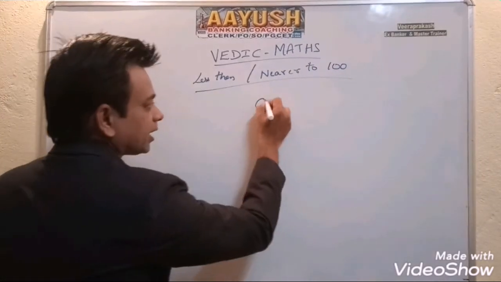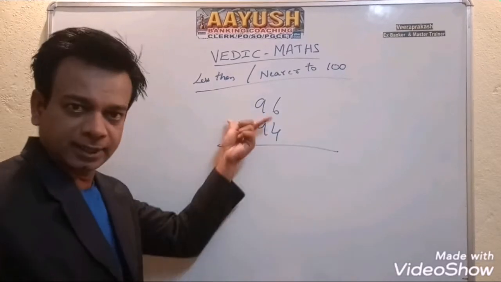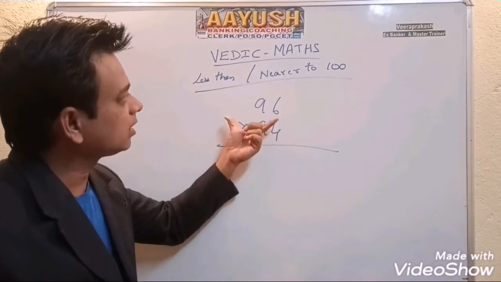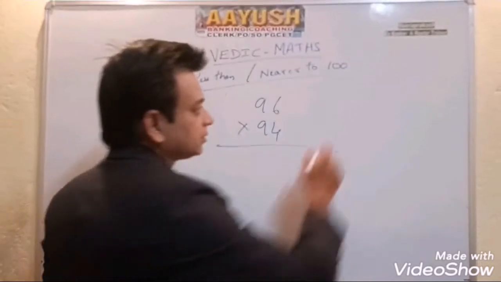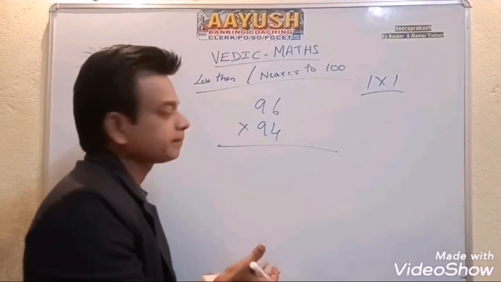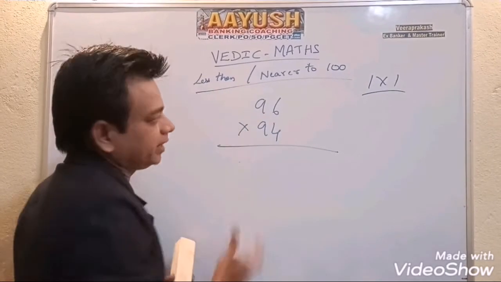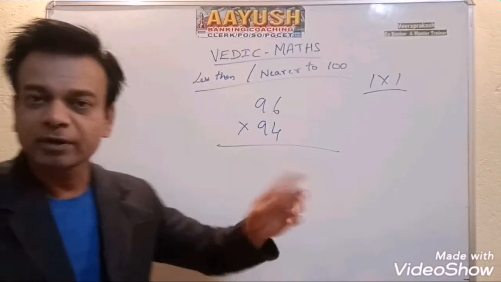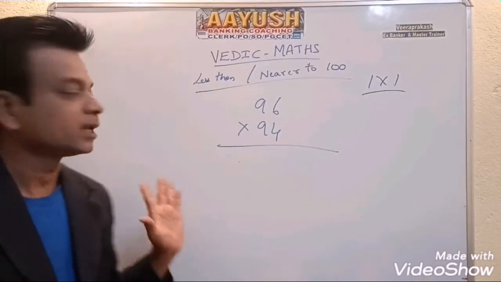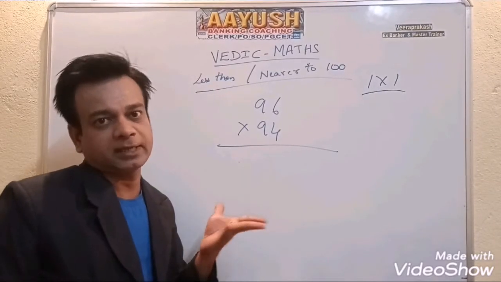Say for example 96 into 94. So I want to multiply these two digits. This can be solved under the IXI method. Okay. So this problem can be solved by the normal calculation, tens and units, or by Vedic maths, in 4 varieties. Whichever is easier for you, that option you can adopt.